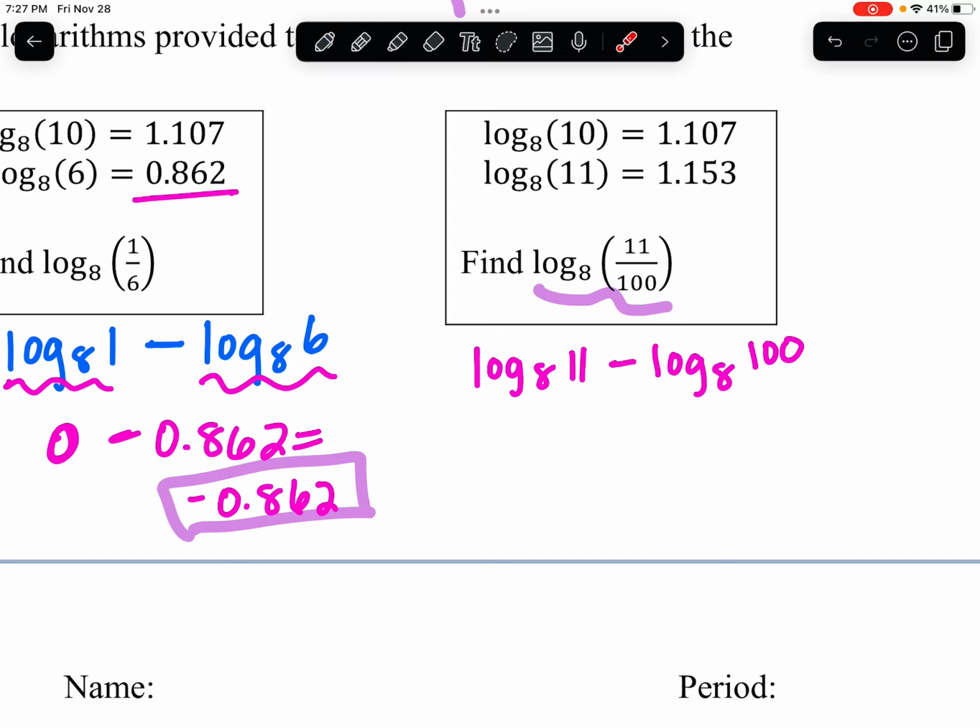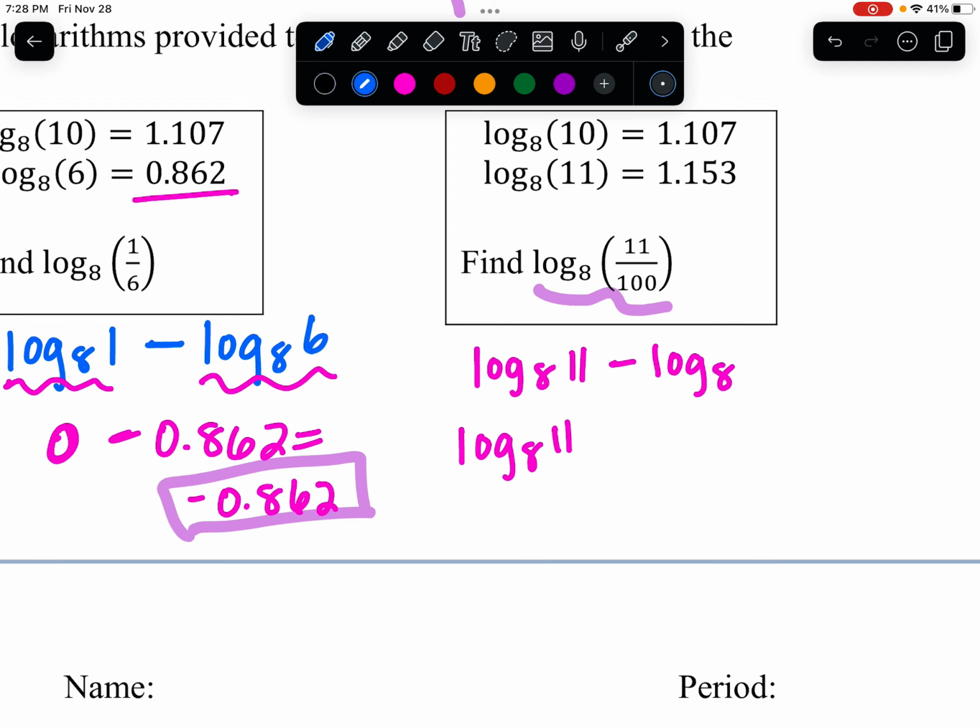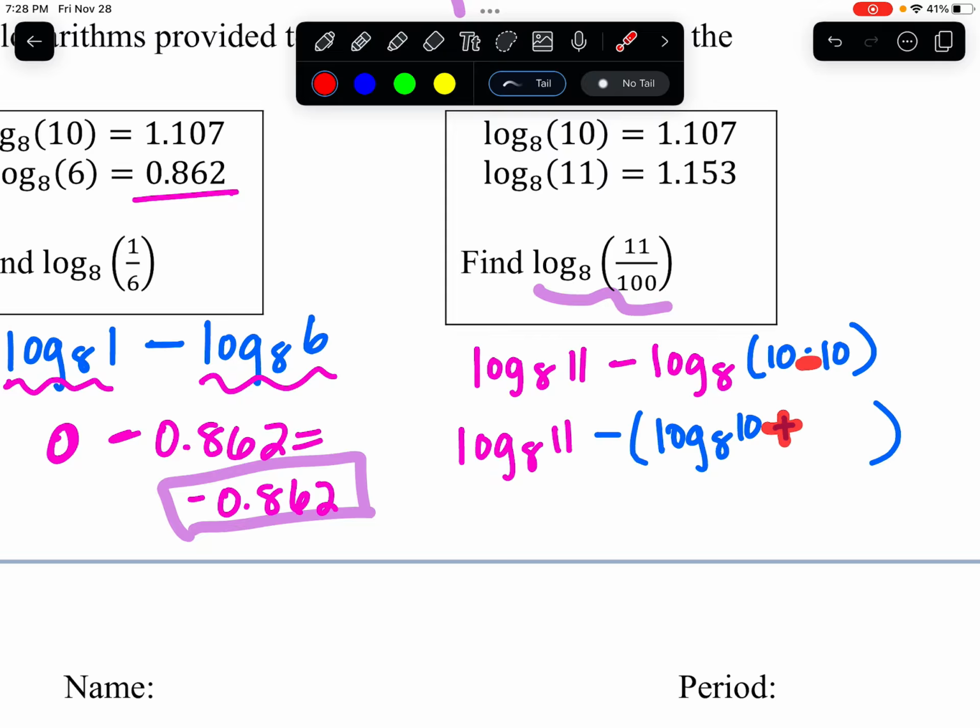Well, can I write 100 in terms of tens? I sure can. It's 10 times 10. But remember, we have to subtract all of it, and this is why it's tricky. We have this subtraction sign right here, so whatever I break this down into, I need to have parentheses and a minus sign right here. So I have log base 8 of 11, I'm going to change this 100 to 10 times 10, minus parentheses log base 8 of 10 plus log base 8 of 10, because remember when we multiply, we add them together.